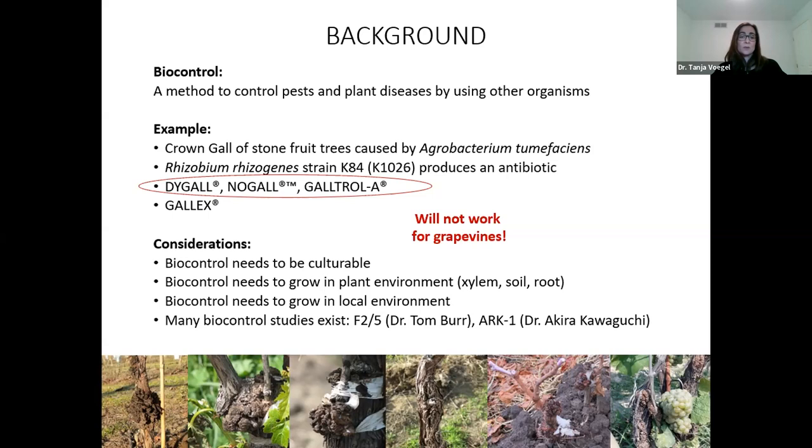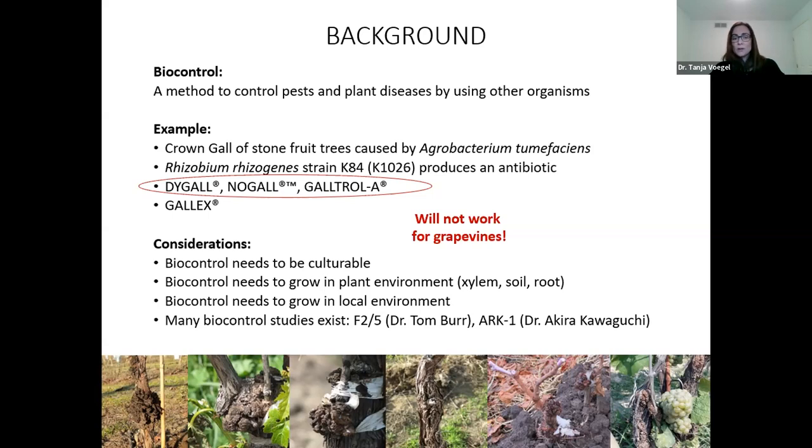So when we're looking to develop biocontrols, there are several considerations that we have to take care of. So number one, any biocontrol strain needs to be culturable. That means that we need to be able to grow it in the lab in order to work with it, to test it, and to develop a product. In 1 gram of soil, there are about a billion microorganisms, but only 1% of those are actually culturable. So this has big implications for us in our research.